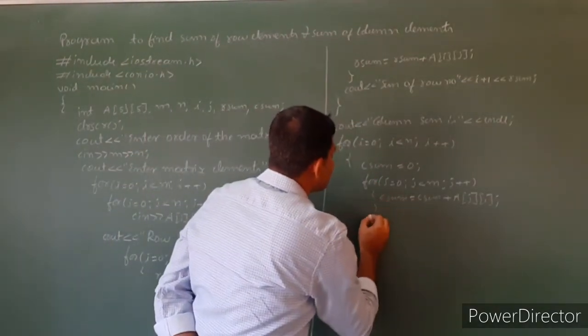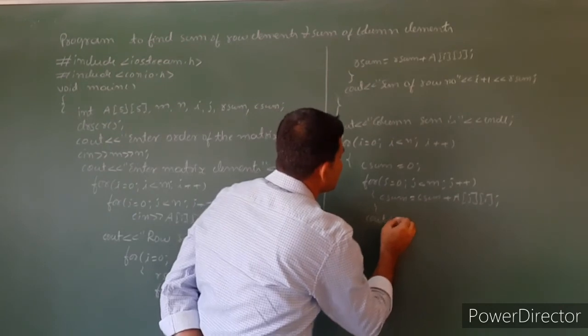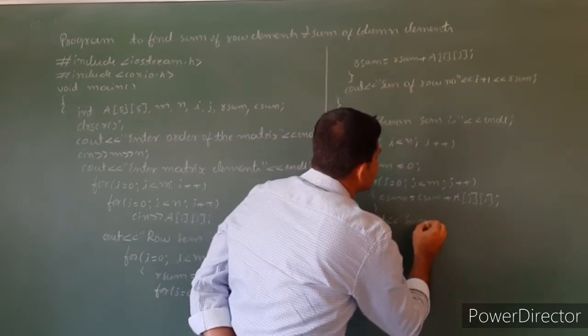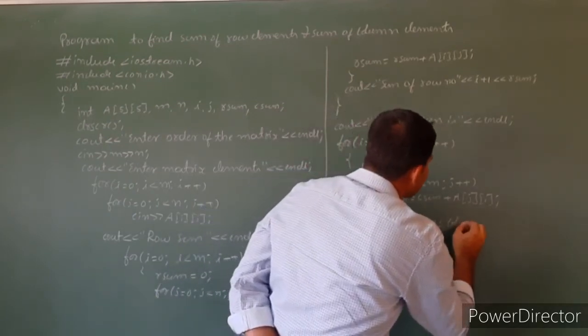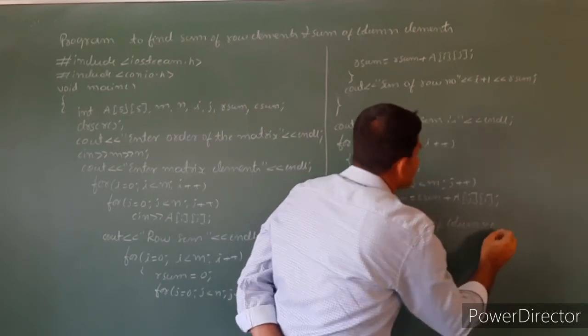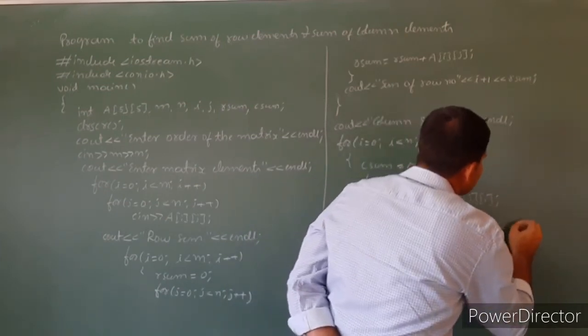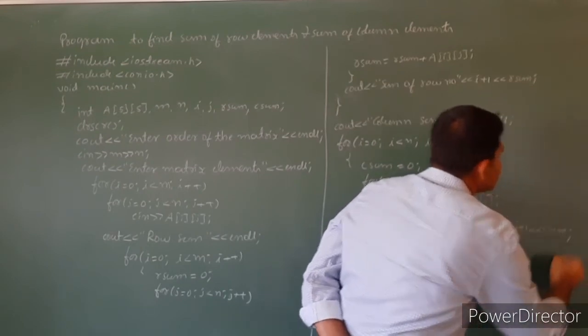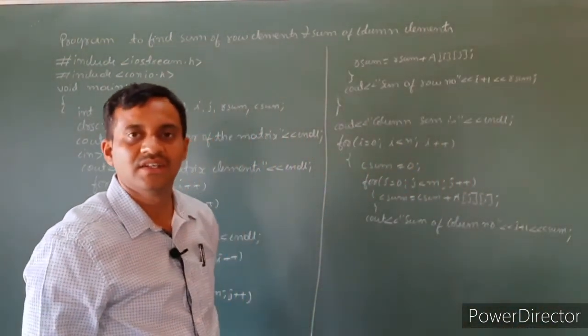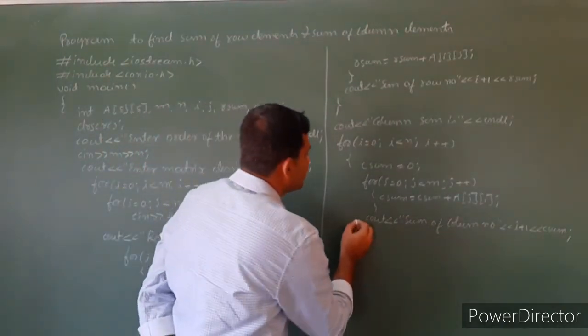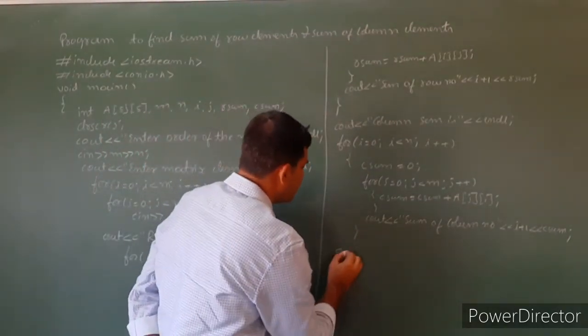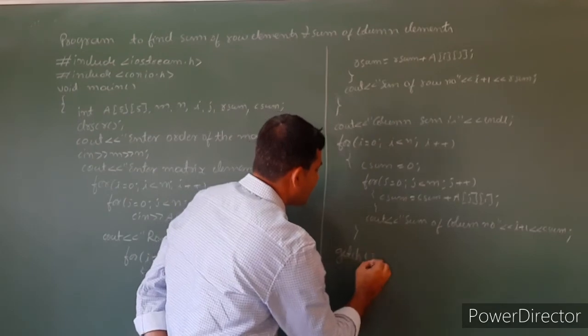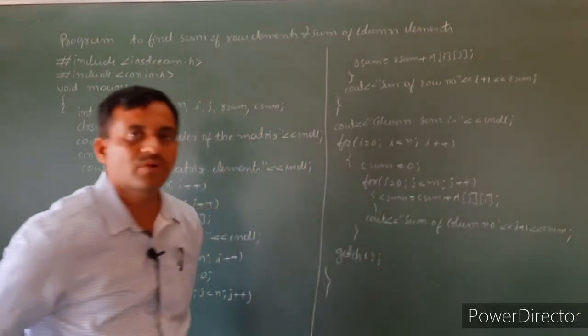Then again, when the inner for loop terminates, output sum of column number, that is here also i plus 1, csum. The variable name is csum. Close the outer for loop. Then getch, close the main program.